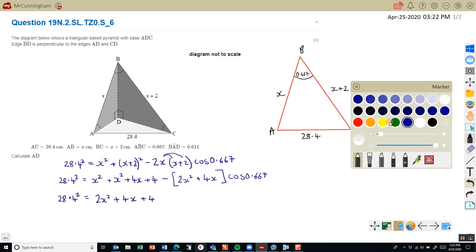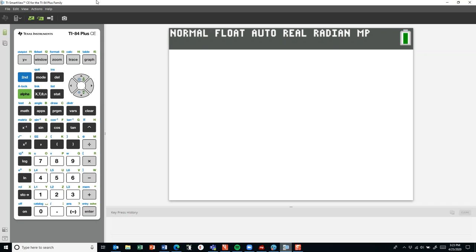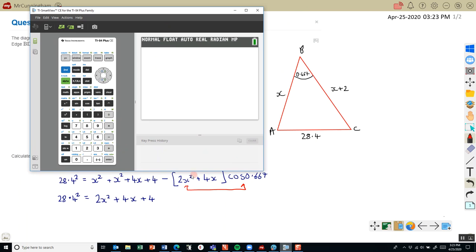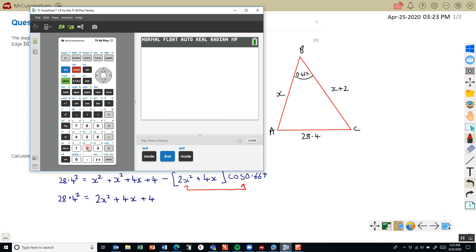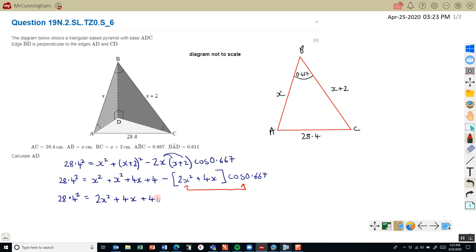Okay, let's now expand out this times this. I've got my TI-84. Now make sure your calculator is in radians. To do that on your TI, make sure it's on radians. This is 2 times cos of 0.667, which is 1.57. So that is subtract 1.57, that is x squared.